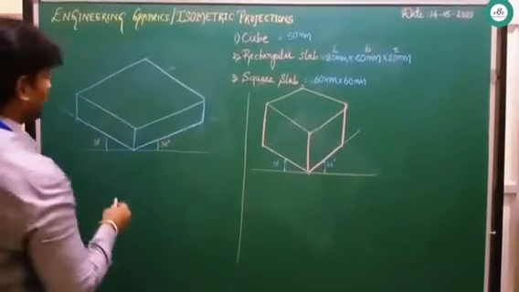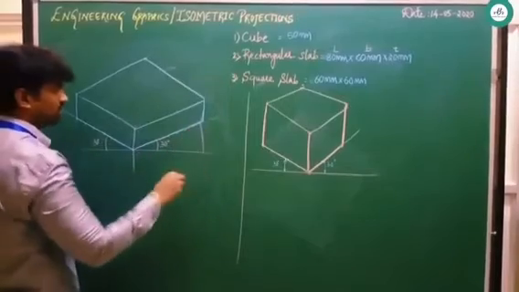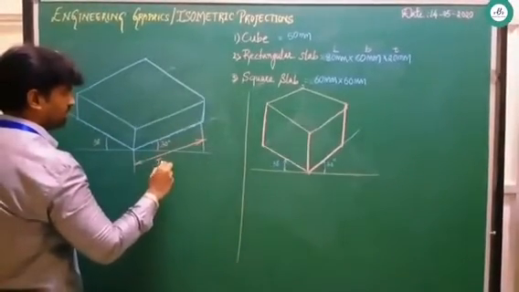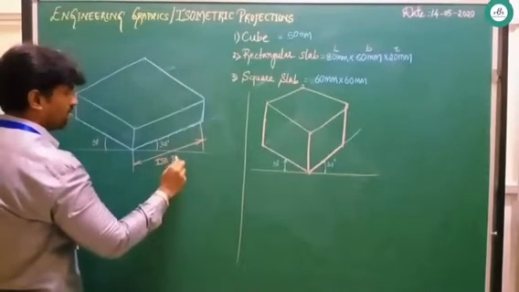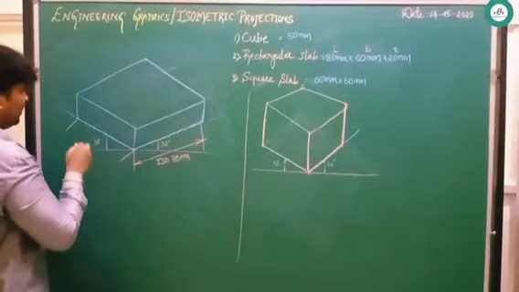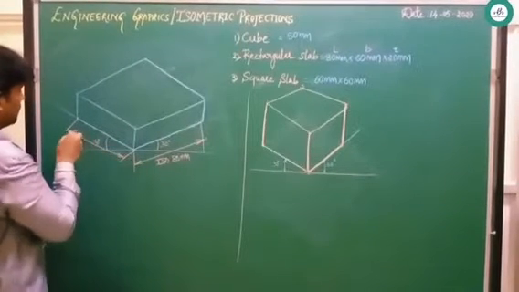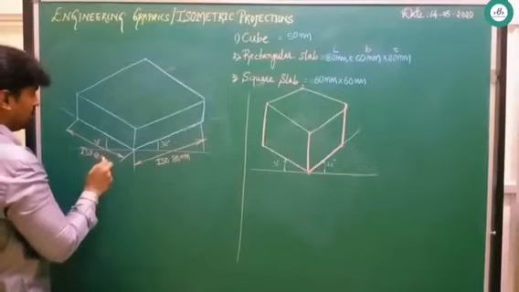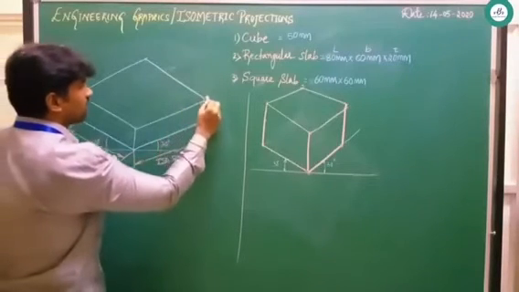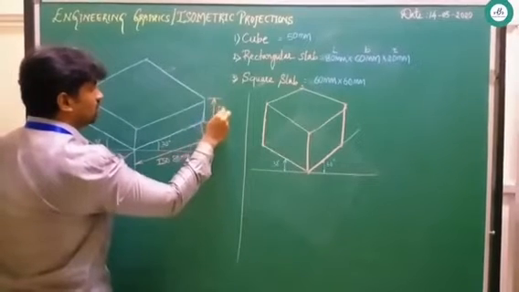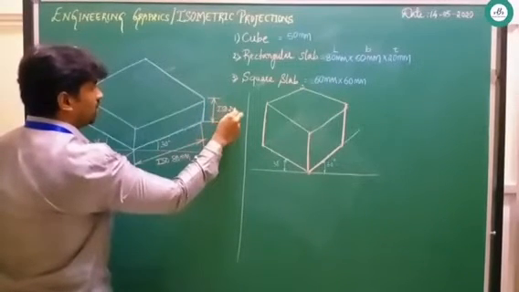So after completing this, you can show this dimension. To the right side, I have taken length, that is ISO 80 mm. You can show this. To the left side, I have taken breadth. This is ISO 60 mm. Next, when it comes to the thickness, you can show this. This is ISO 20 mm.